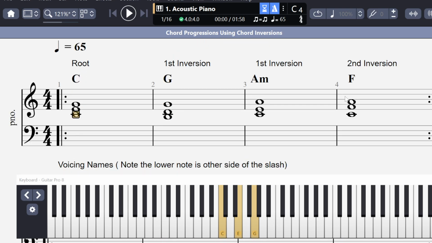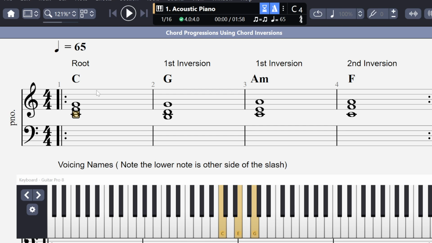So let's look at the first exercise, which is C, G, A minor, F. This is our root. It's a 1, 5, 6, 4 progression. So this is a very common progression, like the 4-chord song. But we're going to play this with our root, first inversion for the G, first inversion for the A minor, and second inversion for the F.